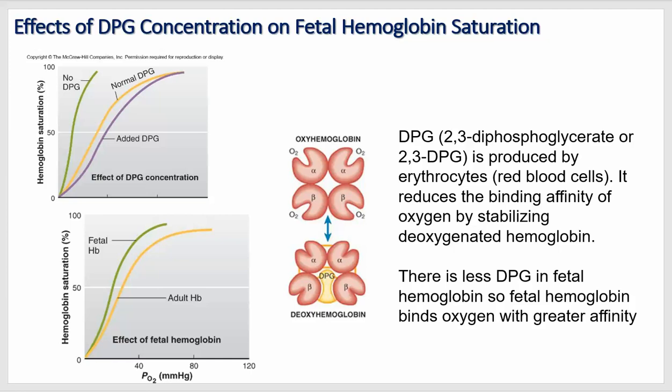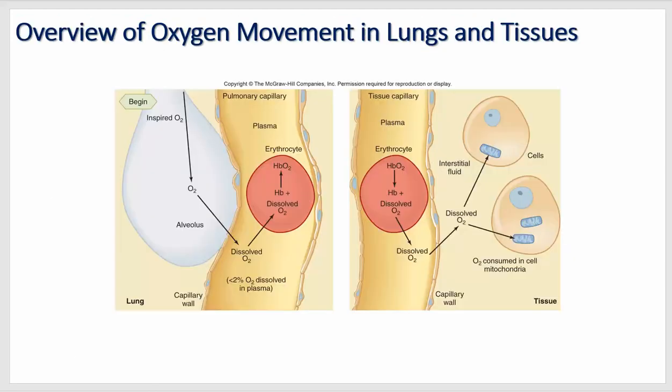Well, this doesn't happen as much in the fetus. So it's not as stable, it wants oxygen, so it has higher affinity. We can see that in the graph up here: with no DPG, you have high affinity, and with the DPG, you have lower. Remember, lower affinity is to the right.